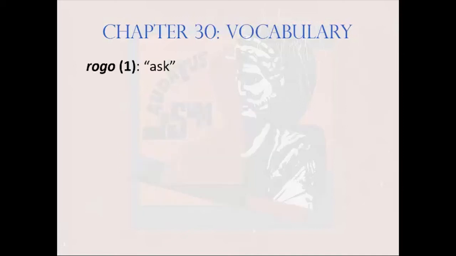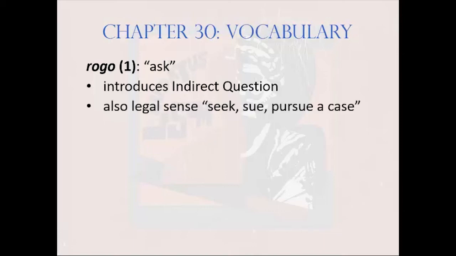Another verb follows. Rogo, first conjugation, meaning ask. Rogo often introduces indirect questions. For example, the students asked if this vocabulary list is ever going to end, and the teacher replied by asking them who they think the teacher is here. The Romans often used rogo in a legal sense, where it meant seek, for example, a claim in court, sue, or pursue a legal case.